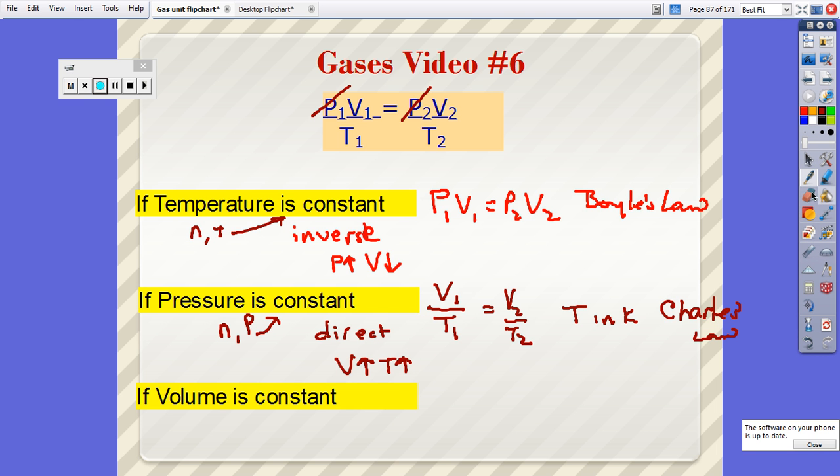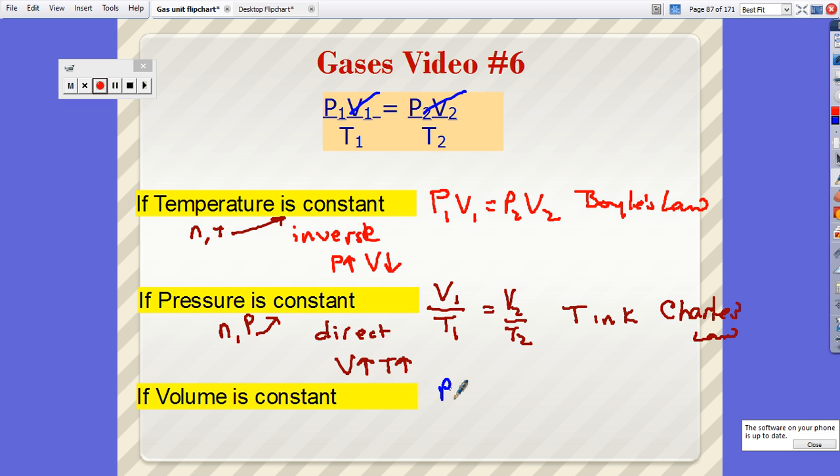Okay, last scenario. If the volume is kept constant, then it is also the same on both sides, and I can cancel it out. So that P1 over T1 equals P2 over T2. Once again, temperature must be in Kelvin, and it also has a special name.